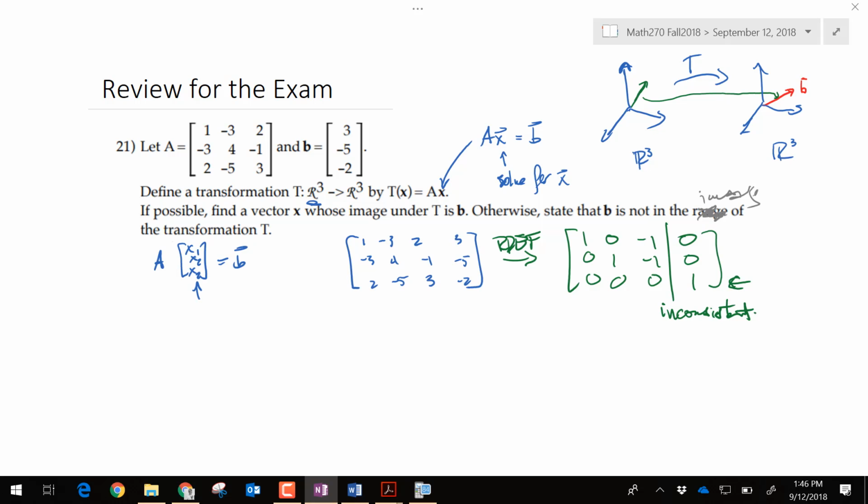So inconsistent, that means B is not in the image. It's not in the image of T. So there's nothing that you can find in the domain that would make you hit B. That's like saying I can't put in any number into the square root function so that I can get -3.